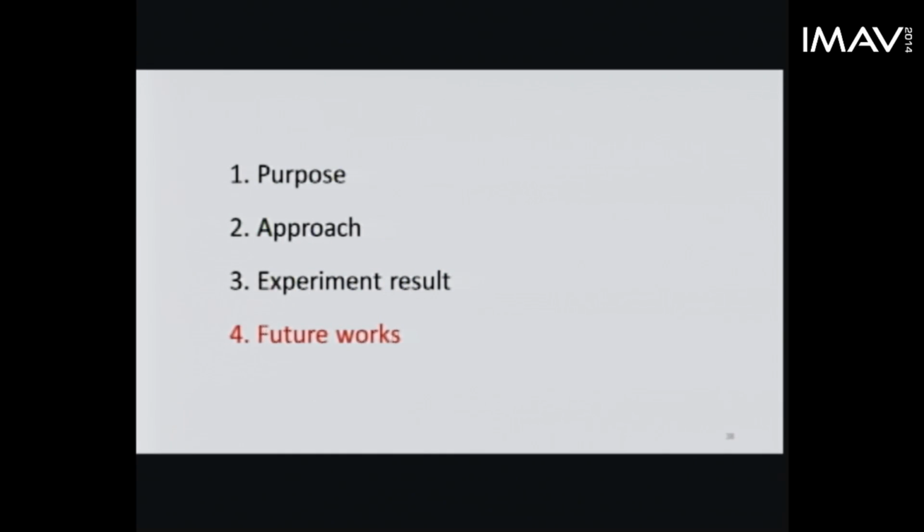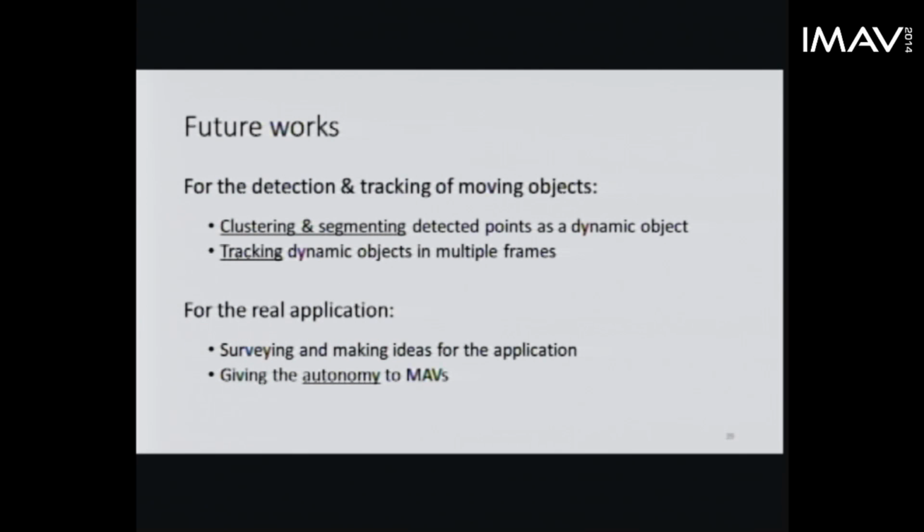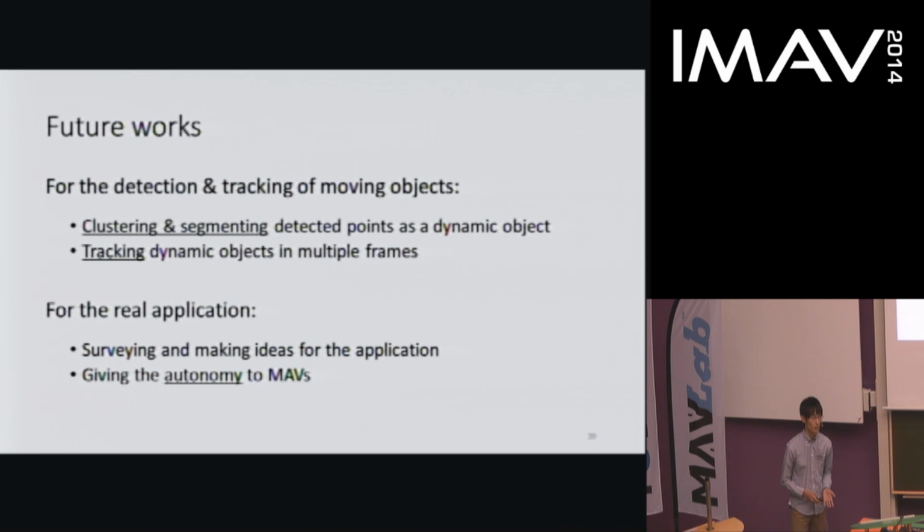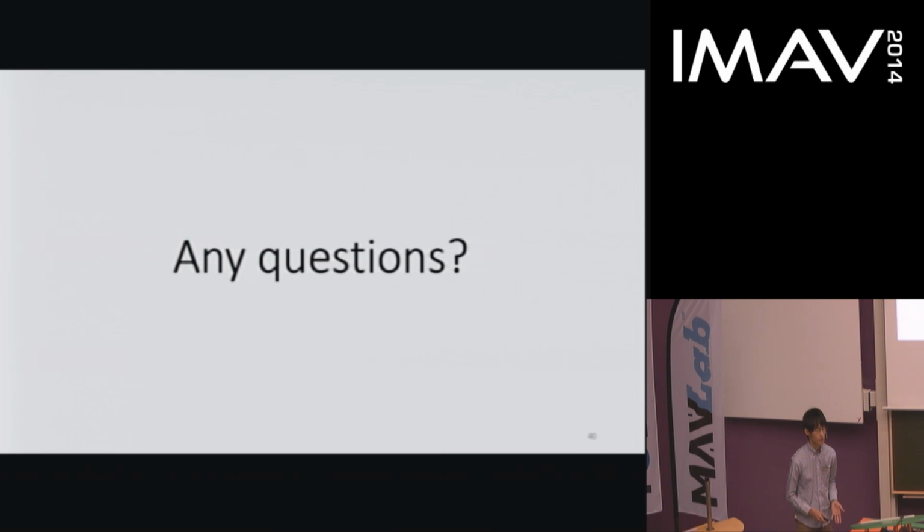And finally, I will mention future work. For detecting and tracking of moving objects, we need a clustering method to cluster detected dynamic points into a dynamic object, and we also need a tracking method to know the behaviors of detected moving points among multiple frames. And we are now surveying for real applications of our study. For those applications, we may need to add some autonomy to our MAVs. This is the end of my presentation. Thank you for your kind attention.